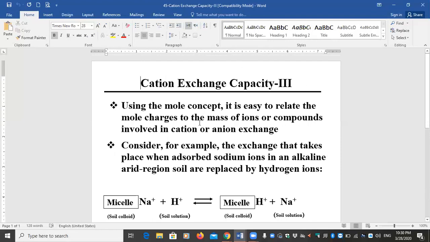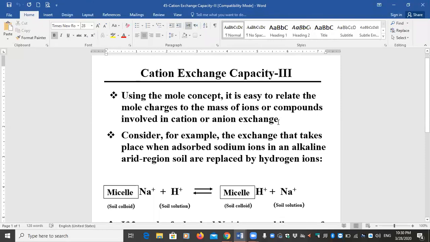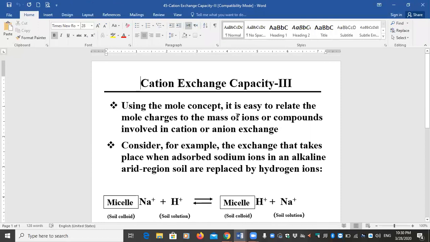Okay, using the mole concept, it's easy to relate the mole charges to the mass of ions or compounds involved in cation or anion exchange. Again, concentrate. In reality and in life, we don't deal with ions. We cannot buy or bring into the field or to the laboratory ions. You never do that. Ions are part of compounds.